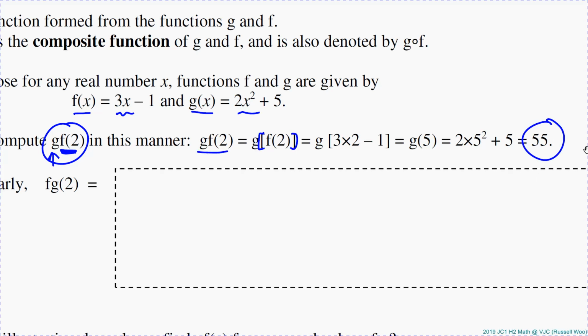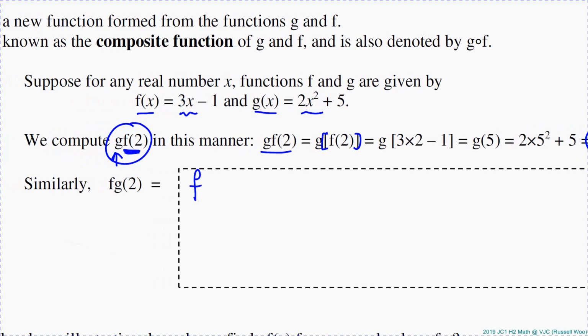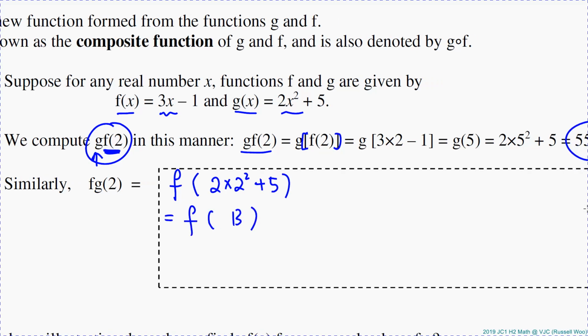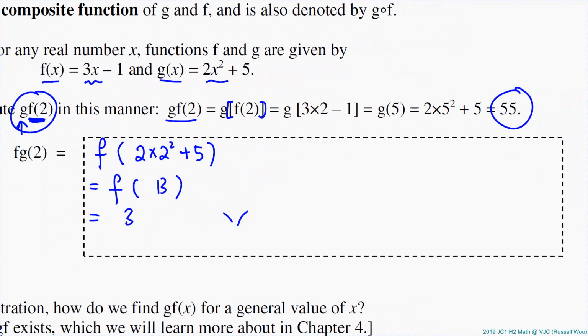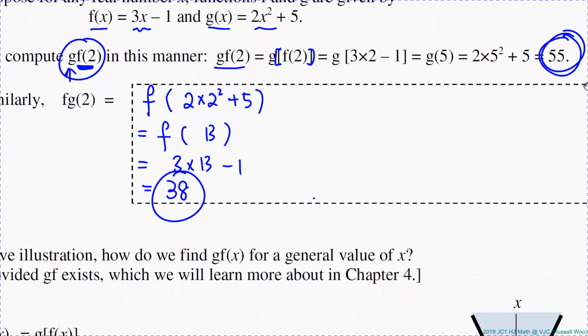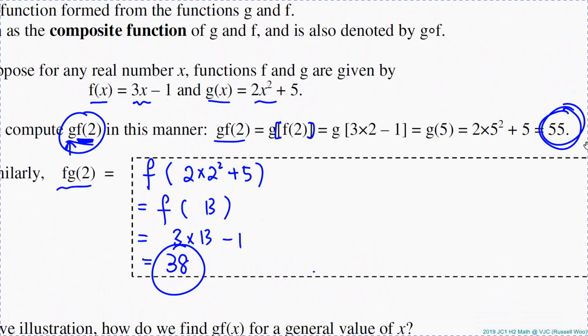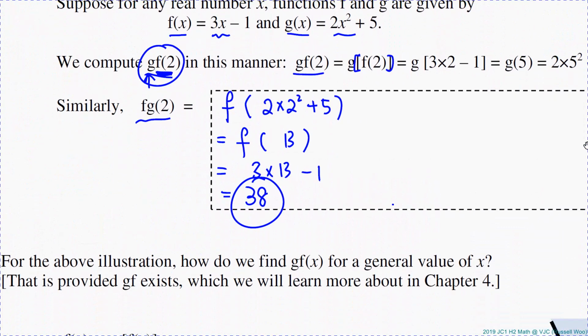This is gf(2). Do we expect fg(2) to be the same value? Let's try and work it out. What is g(2)? g(2) is 2 times 2 squared plus 5. Make sense? Which is 13. So f(13) is 3 times 13 minus 1, and then you get 38. You realize that 38 is different from 55. In general, fg and gf are different. You cannot say that they're the same. All okay?